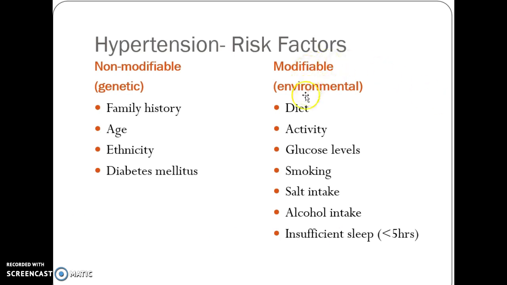But what is modifiable? Well, if you modify your diet, for some people, you might not even have diabetes anymore. If you're type 2 and you're 80 pounds overweight, you lose that 80 pounds, you probably will not test positive for diabetes anymore. What's your activity? What are your glucose levels? Do you smoke? Do you not smoke? How much salt do you intake? How much alcohol do you drink? How much do you sleep? If you sleep less than 5 hours, you have a higher risk for hypertension.